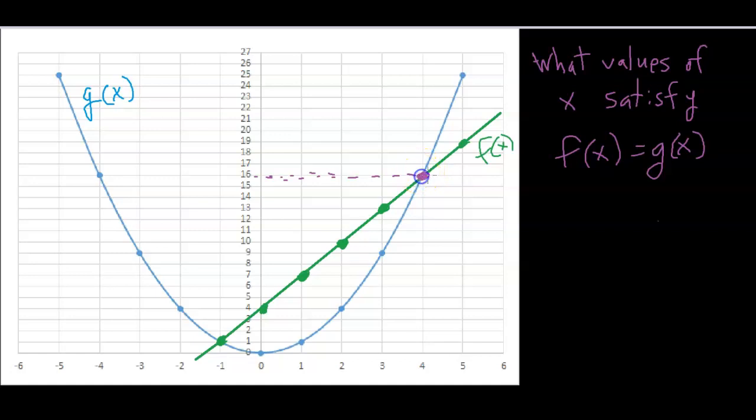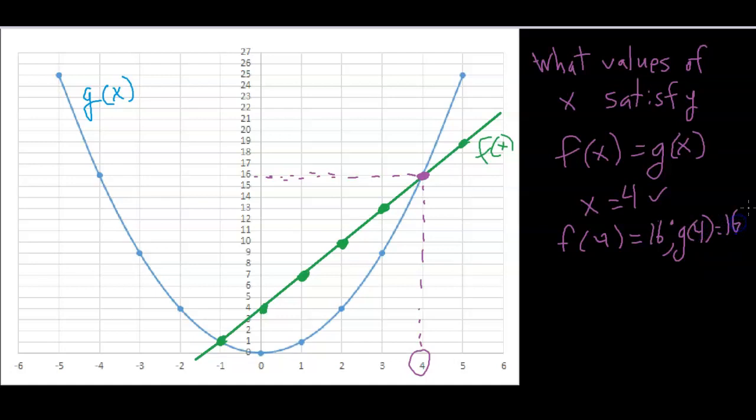Well, from the point of intersection, let's look straight down to the x-axis, and we'll see that these two functions are equal at the value x equals 4, right? Because f of 4 equals 16, right? And so does g of 4 equals 16. So therefore, at x equals 4, f of x equals g of x.